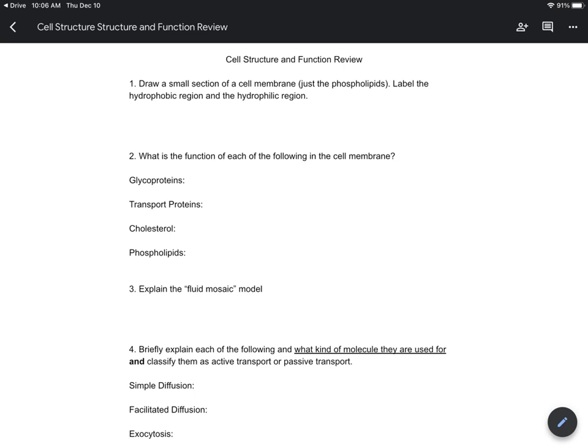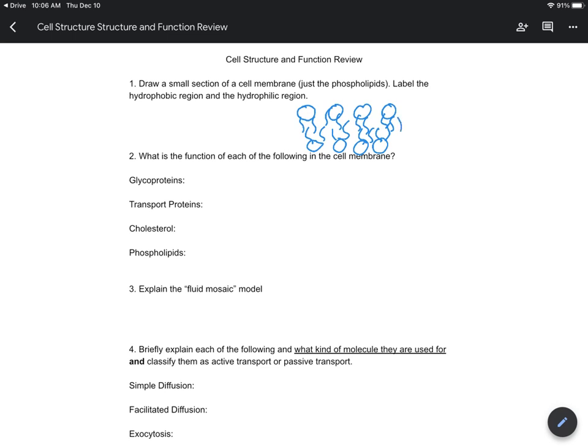This is going to be a partial key to the test review for cell structure and function. Number one, a section of cell membrane, just the phospholipids. So one phospholipid, we would have a head and two tails, and the cell membrane is a bilayer, so double layer of phospholipids with the tails on the inside and the heads on the outside.